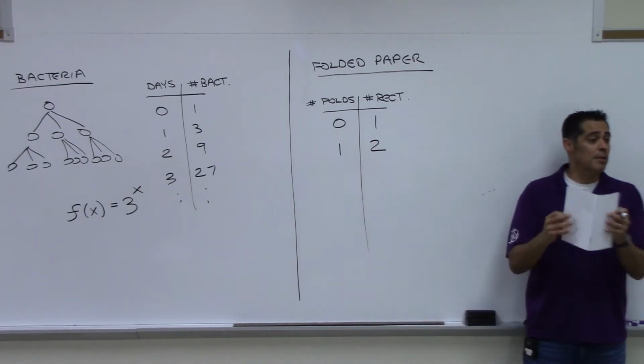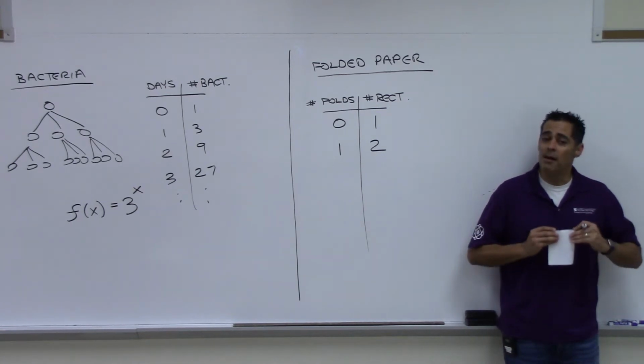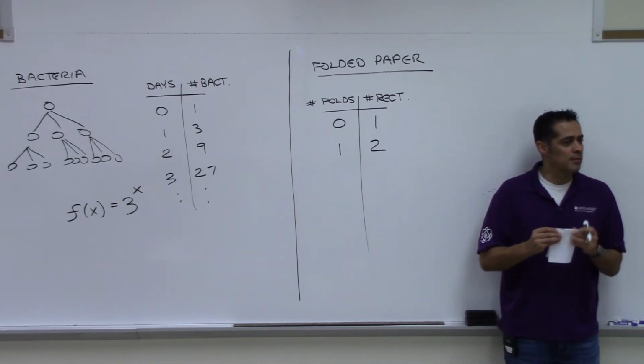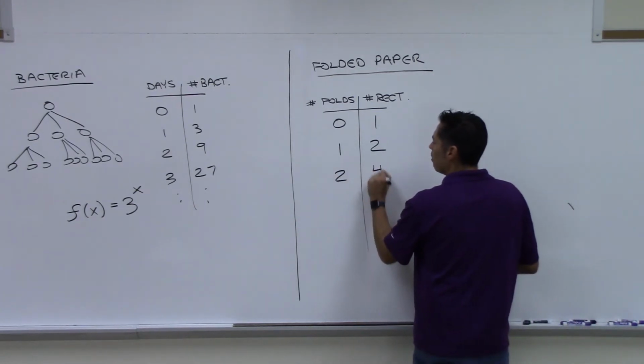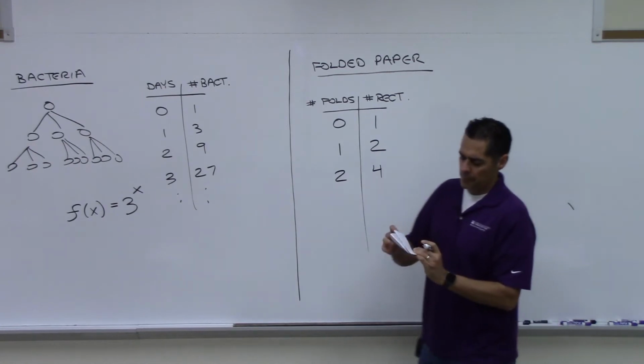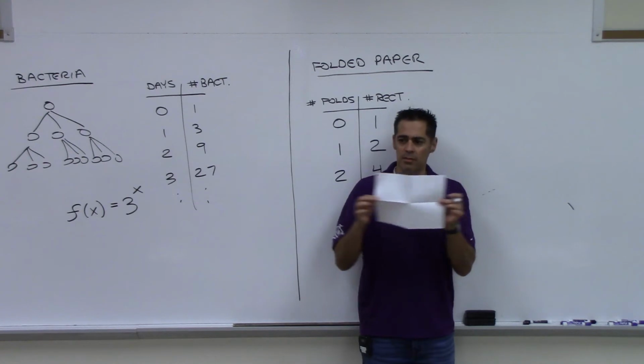Okay, so now let me do it again. Fold again, fold in half. I'm going to open it up. How many rectangles am I going to see? 4, you think? Let's see. 2, let's see, 4. Yeah? 4 rectangles?